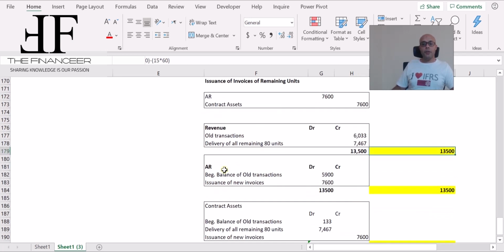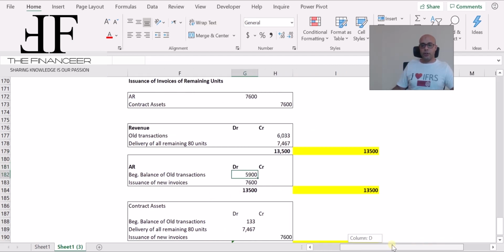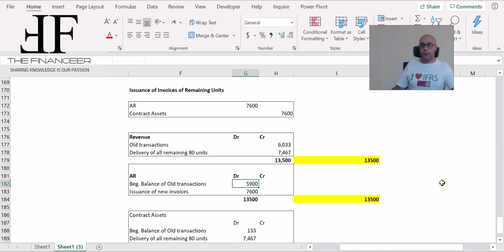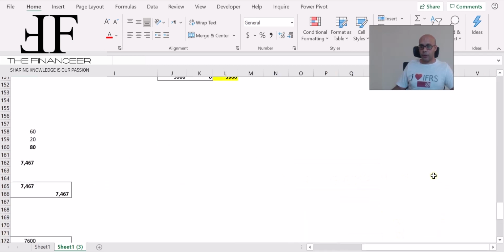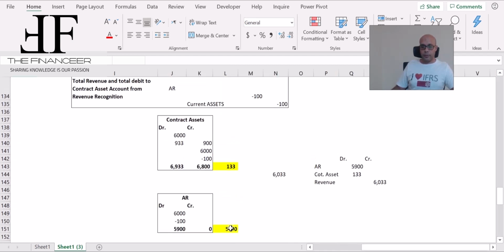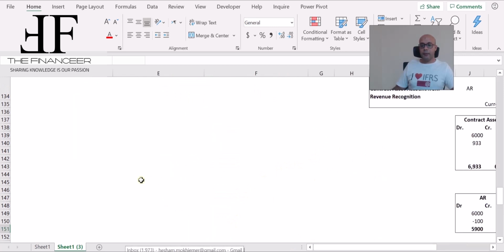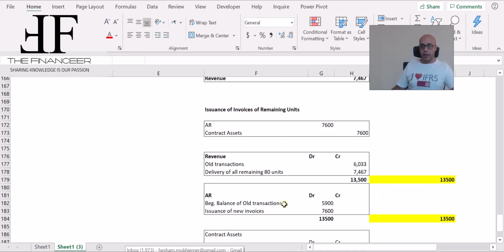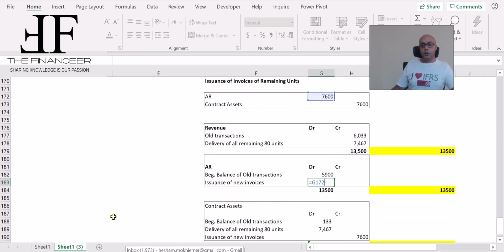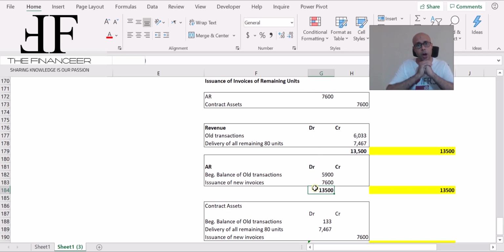Now, how about the other accounts? AR, from the previous transactions, we have 5,900. This is the same account here, 5,900. Let's say this is the beginning balance. In addition to that, you recognized the issue of the invoices, 7,600. So the closing balance of the AR account will be 13,500.